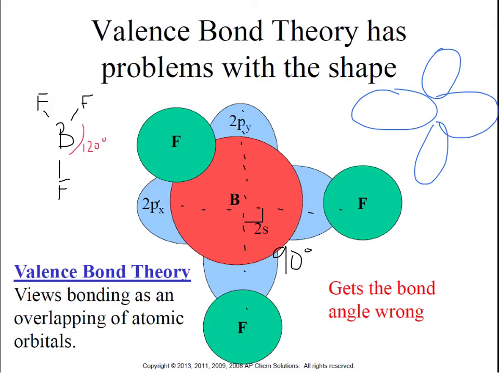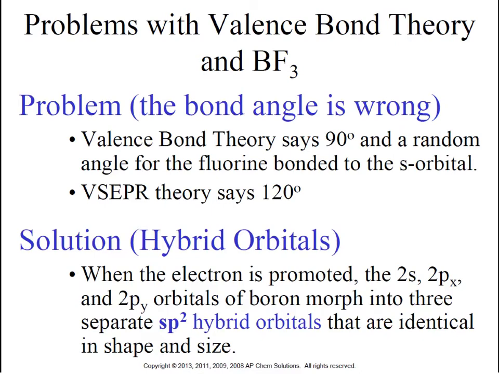So we just forget about it and move on, right? No! New theory! So the problem with valence bond theory is it says that 90-degree and other random angles for fluorine bonded to the s orbital. VSEPR says that it should be 120. So they came up with something new called the hybrid orbital.